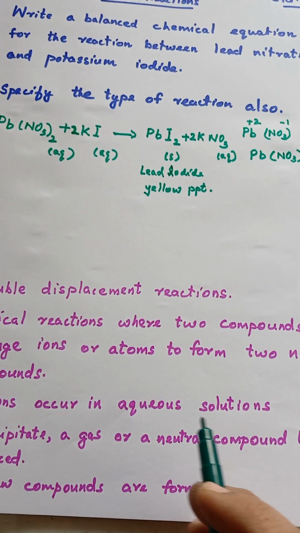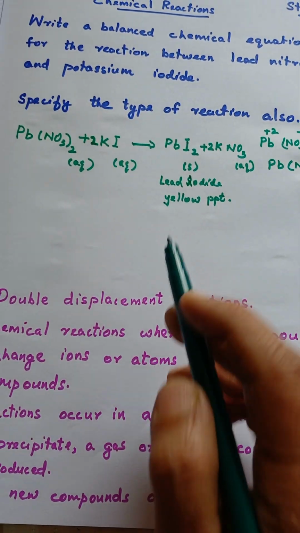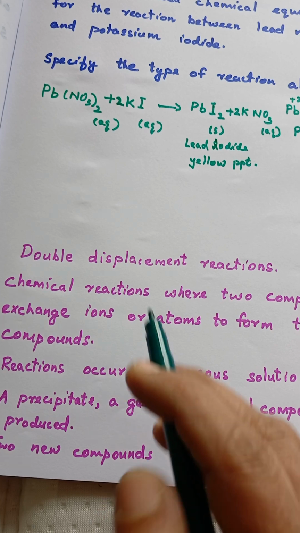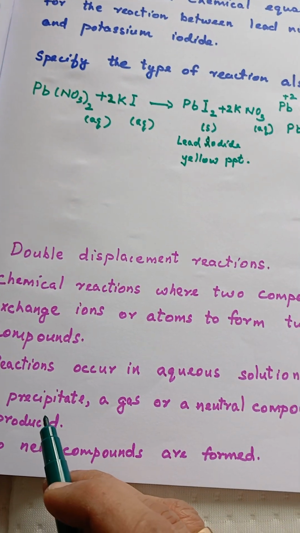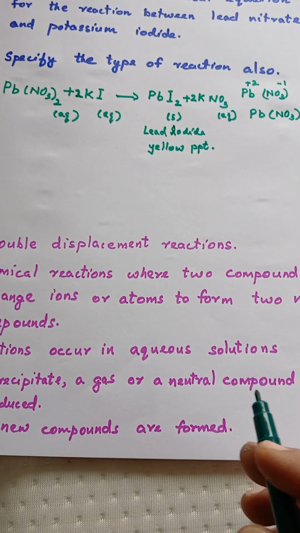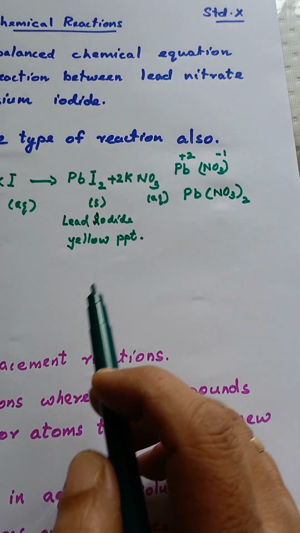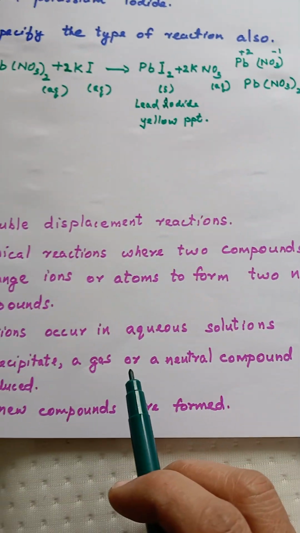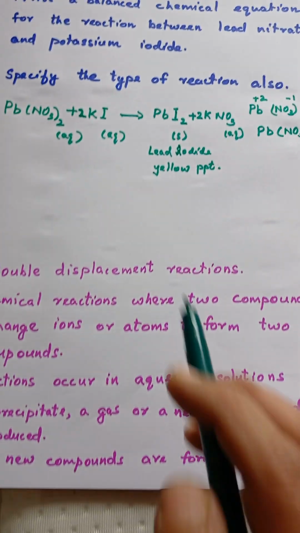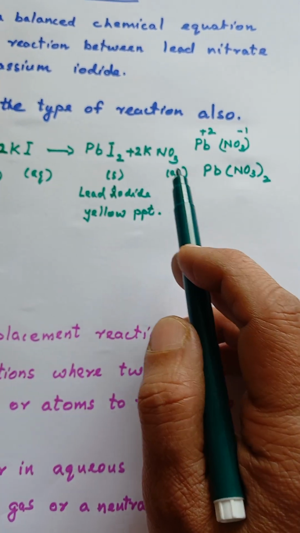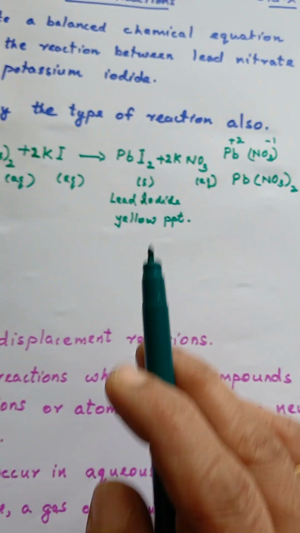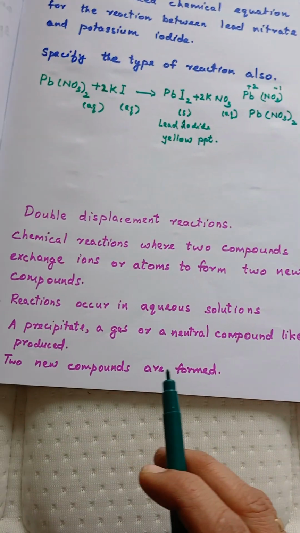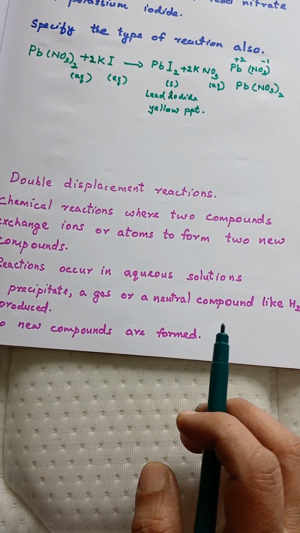Then reactions occur in aqueous solutions usually, because the ions will be more free to move about if it is soluble or in aqueous solutions. A precipitate, a gas or a neutral compound like water is produced. Here a precipitate is formed, solid. That is why we have written it as solid. Then 2 new compounds are formed. Yes, lead iodide and potassium nitrate, the 2 new compounds. So this is a double displacement reaction, and these are the characteristics of a double displacement reaction.